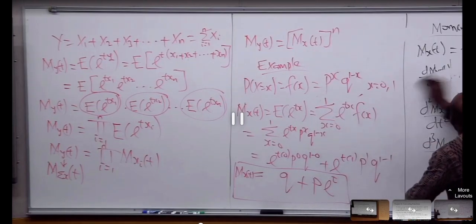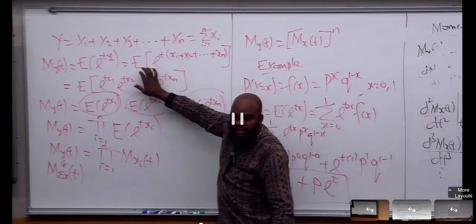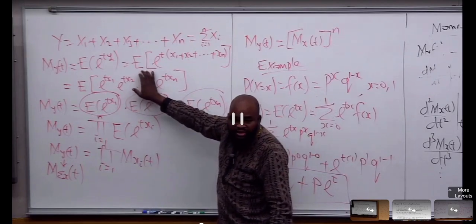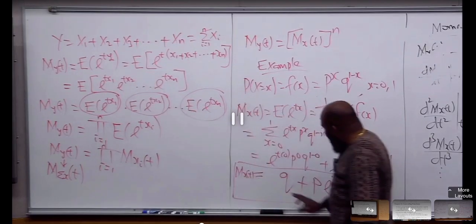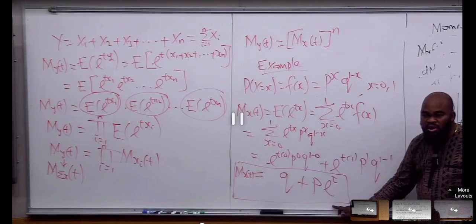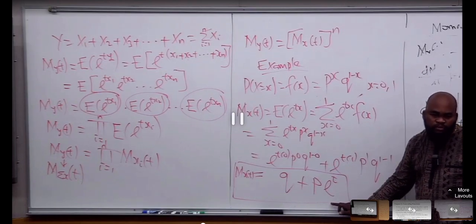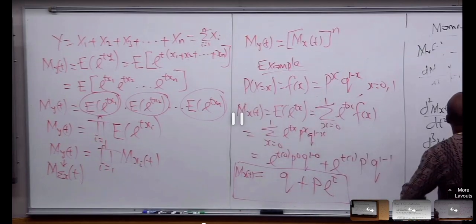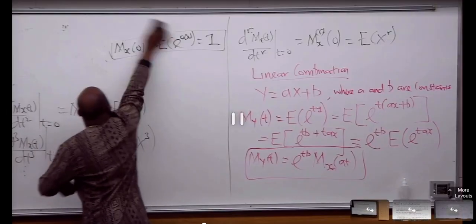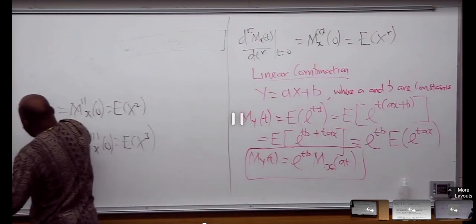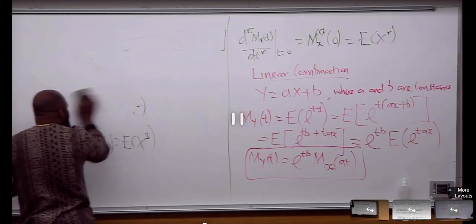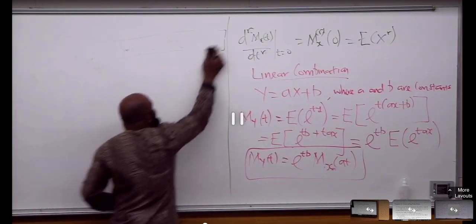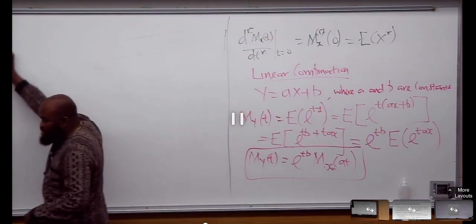Now, this is where I'm going. I want to apply this theorem here. If I know the moment generating function of Bernoulli, can I derive the moment generating function for binomial? That's what I want to make use of. Please pay attention. I need you to focus on the board. I told you where we are now. This is highly mathematically intensive, so I need you to pay attention. If you don't understand, ask a question.